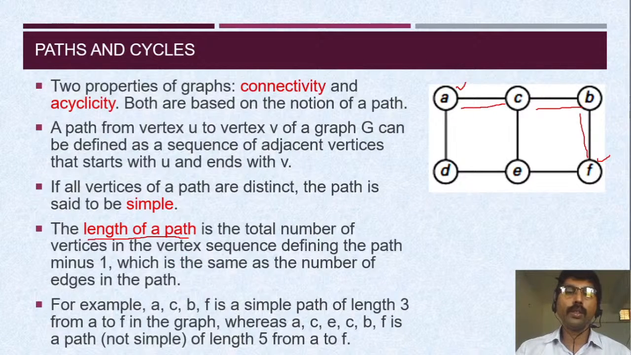In other words, the total number of edges here is also considered as the length of the path. The length of the path can be calculated either using vertices minus 1 or the number of edges in the path.